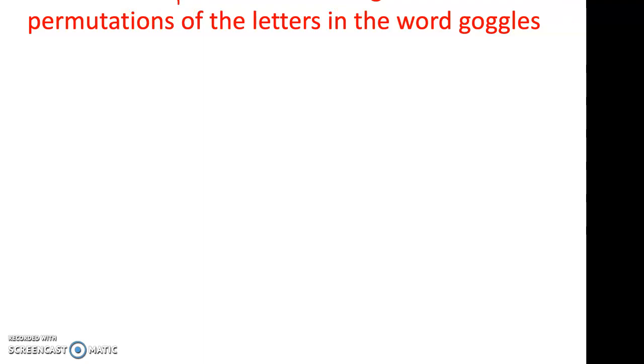I think this is a little cut off for you guys. Let's see. This says you want to find how many permutations of the letters in the word goggles. So we have 1, 2, 3, 4, 5, 6, 7 letters. So we have 7 letters and we need to use all of them. So it's 7P7. But we have a repeat here. The G repeats 3 times. So we're going to divide by 3 factorial.